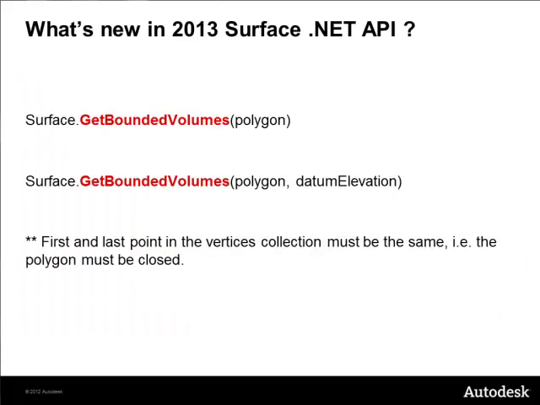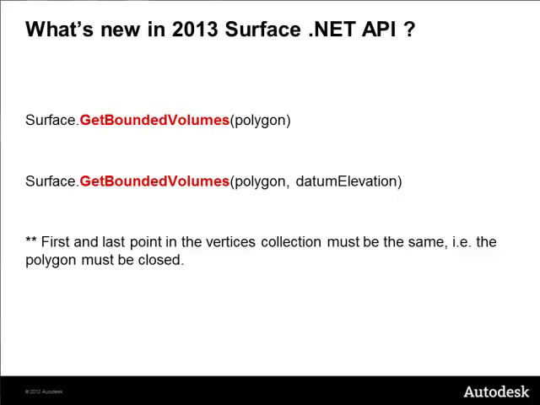Finding the volume of a bounded surface area is new in this release. Surface.GetBoundedVolumes calculates the volume of an area defined by several points. The polygon specifies the area where the volumes are calculated. Since the polygon should be a closed one, the start point and the end point must be the same. There must be more than 3 points in the Point3dCollection.